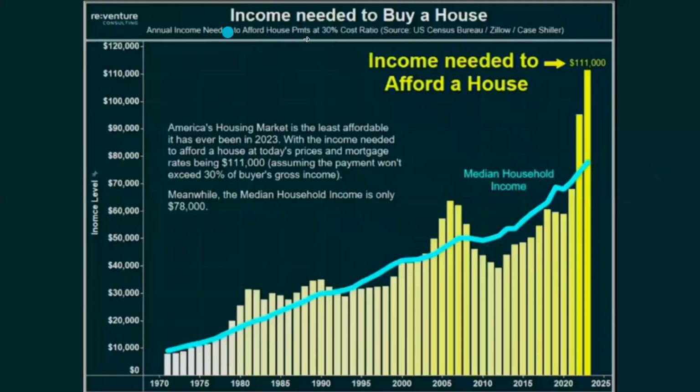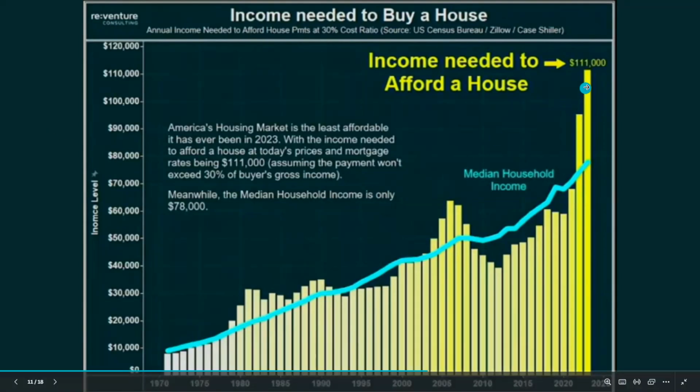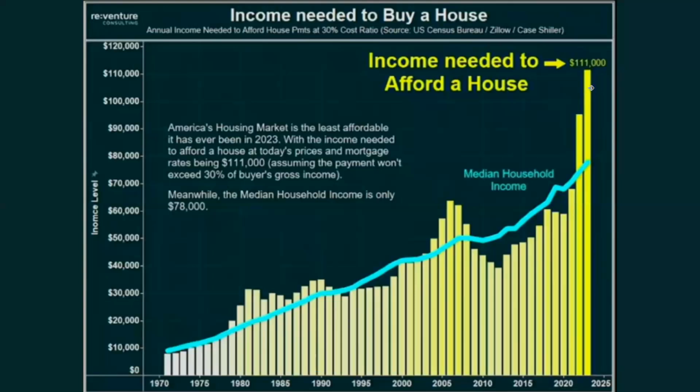Now, we're going to start off here with the income needed to buy a house. And if you take a look, it's over $100,000 right now. Now, keep in mind, inflation has continued to hit the US economy for decades, right? So obviously, you're going to need less money to buy a house in the 1970s than you would in the 2000s. Okay, so we do have to just figure that in, right?